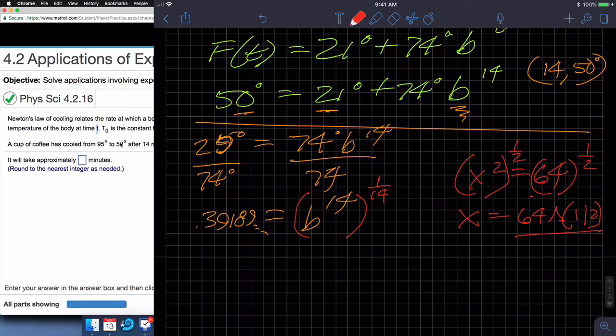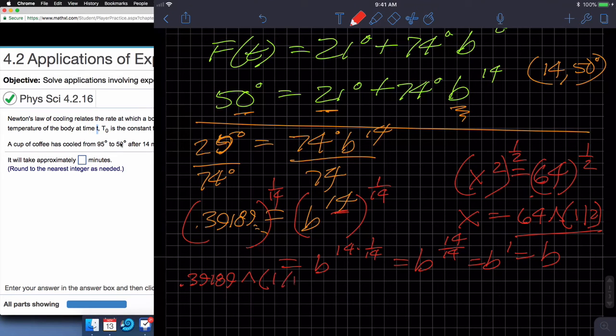So when I raise this to the 1/14, this right-hand side becomes b to the 14 times 1/14, which is b to the 14/14, which is b to the 1, which is b, right? So that's how I get rid of this to the 14th. But that means I have to raise this side to the 1/14. So in my calculator, I'm going to type in 0.39189 and so on, caret, parentheses 1/14, close parentheses. And I should get b is equal to some smaller decimal value, or so I believe.